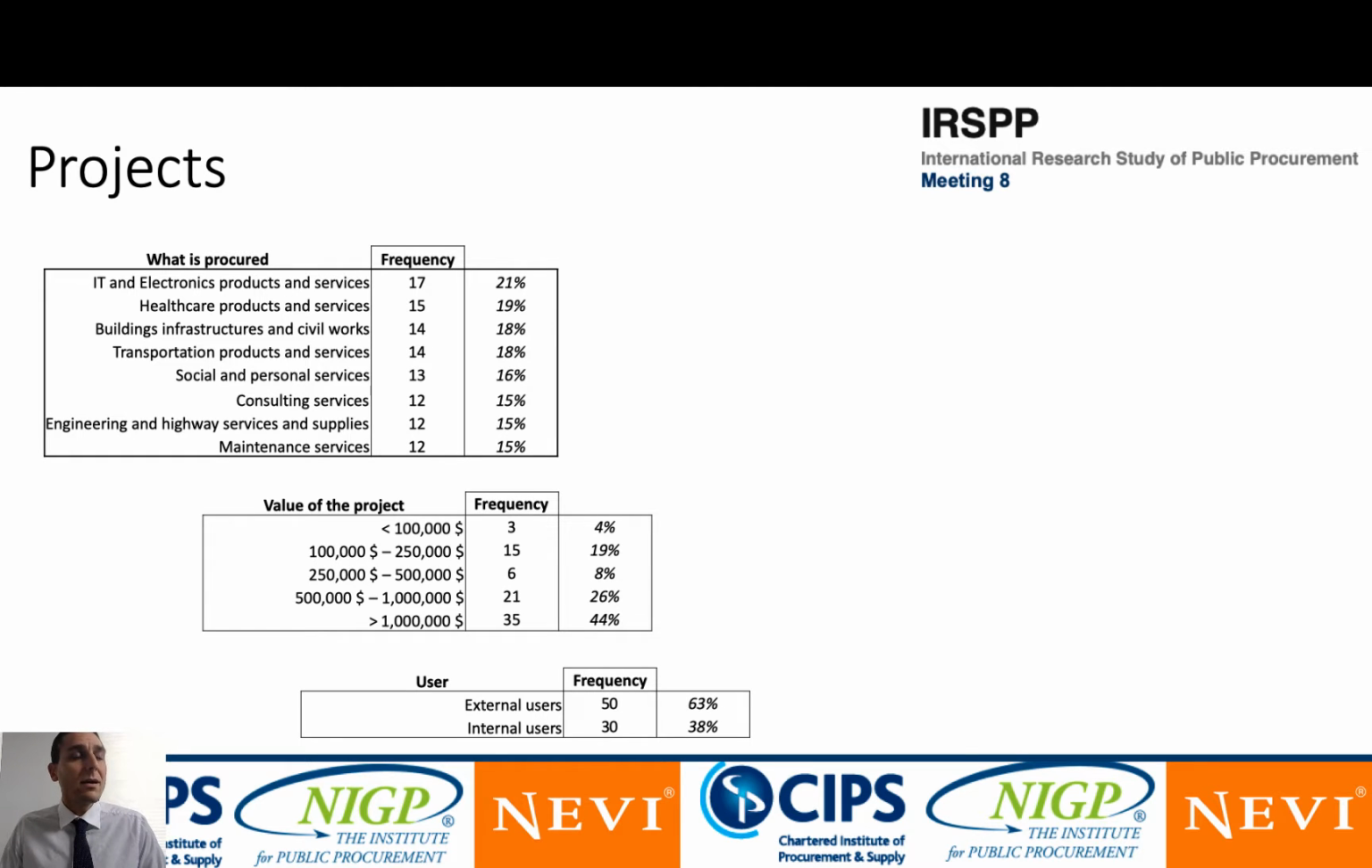As you can see here, in terms of the object of the public procurement for innovation projects, we have a predominance of IT and electronic products and services, healthcare products and services, and building infrastructure and civil works. In terms of value of the project, we have projects characterized by high value, because you can see that more like 70% were higher than $1 million, or between $500,000 and $1 million.